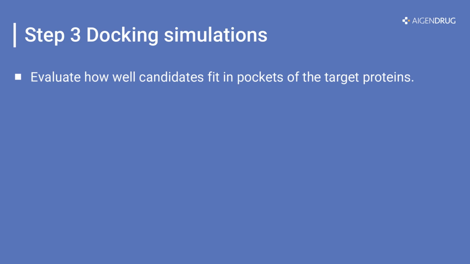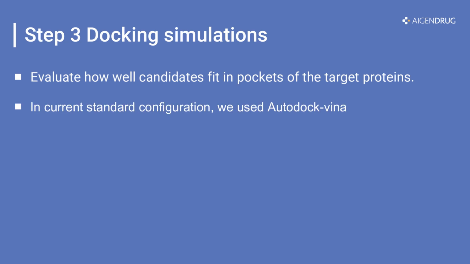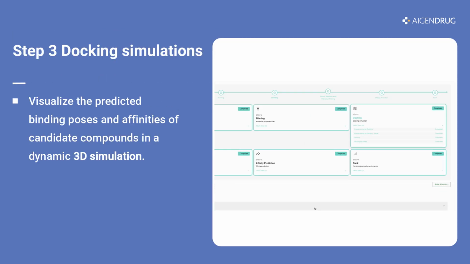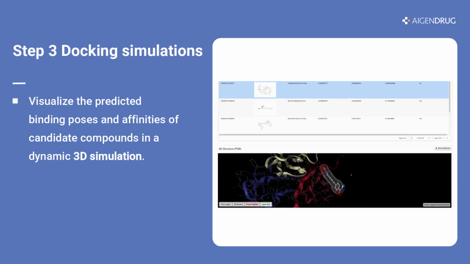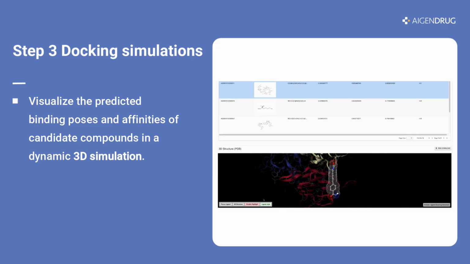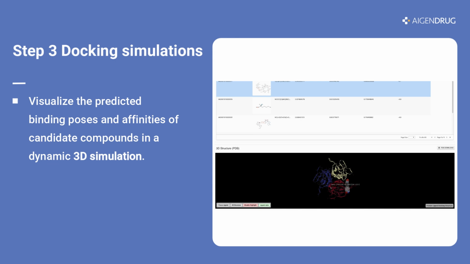Evaluate how well candidates fit in the pockets of the target proteins. In the current standard configuration, we used AutoDock Vina. Here we show screenshots for molecule docking. You can visualize the predicted binding poses and affinities of candidate compounds in a dynamic 3D simulation environment, helping you gain deeper insights into molecular interactions.